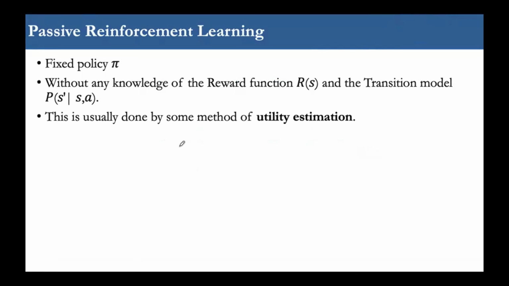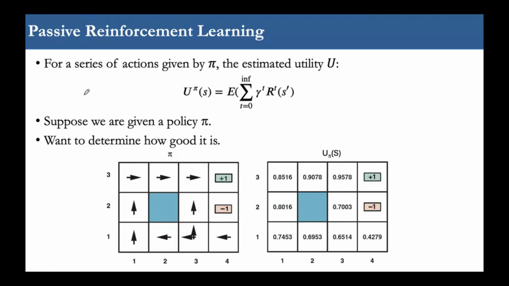Actually here the agent will be following a fixed policy where the policy is represented by pi. The passive learning attempts to evaluate the given policy pi without any knowledge of the reward function R of S and the transition model P of S dash given S comma A. We have already learnt about the reward function as well as the transition model. Now, this is usually done by any method of utility estimation. So now we'll see an example how the utility estimation is done.